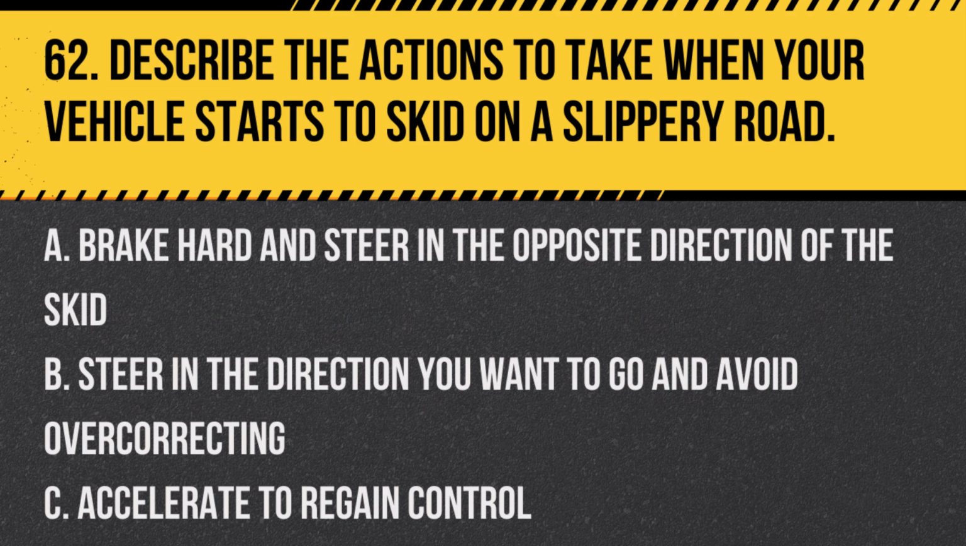Question 62. Describe the actions to take when your vehicle starts to skid on a slippery road. A. Brake hard and steer in the opposite direction of the skid. B. Steer in the direction you want to go and avoid overcorrecting. C. Accelerate to regain control. Answer. B. Steer in the direction you want to go and avoid overcorrecting. When skidding, steer in the direction you want to go and avoid abrupt movements.